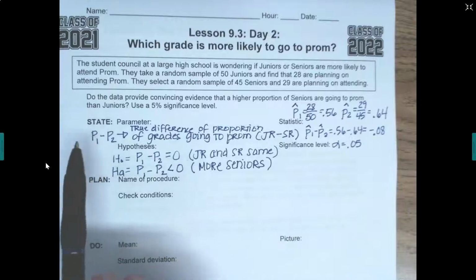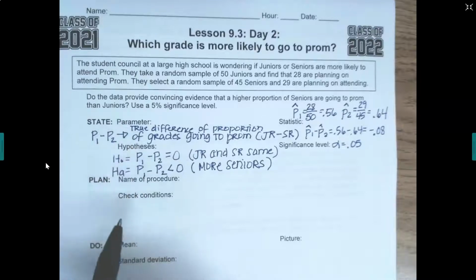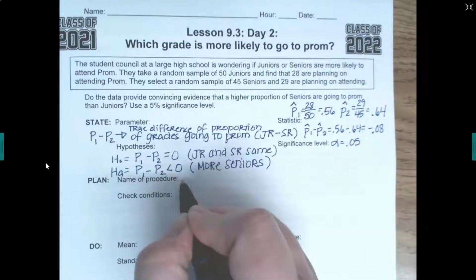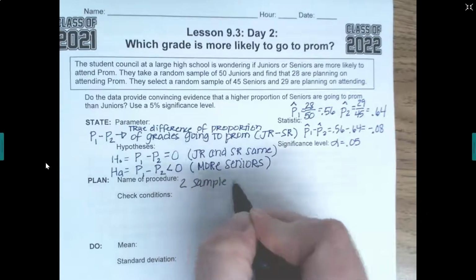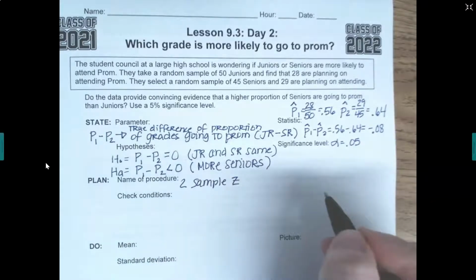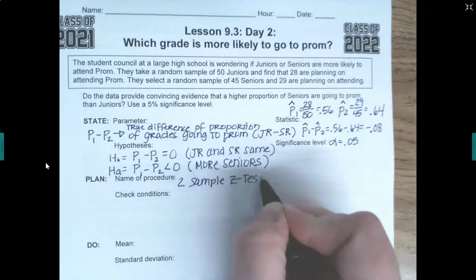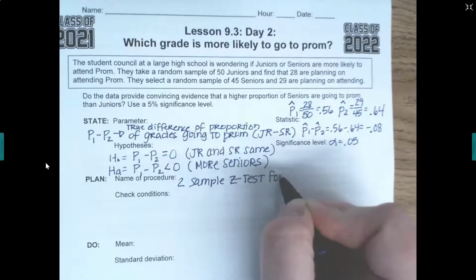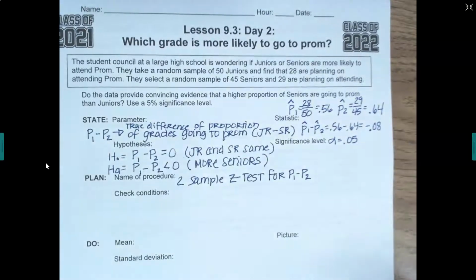So remember, when you do this for a test or on the AP exam, the 4-step process, you're not going to have these hints. You have to remember all of the things that go into the state portion. Okay, our procedure, we had 2 different samples. So this is a 2 sample. We're going to be using a Z-score later, and it's a significance test. So we say test for a difference in proportions.